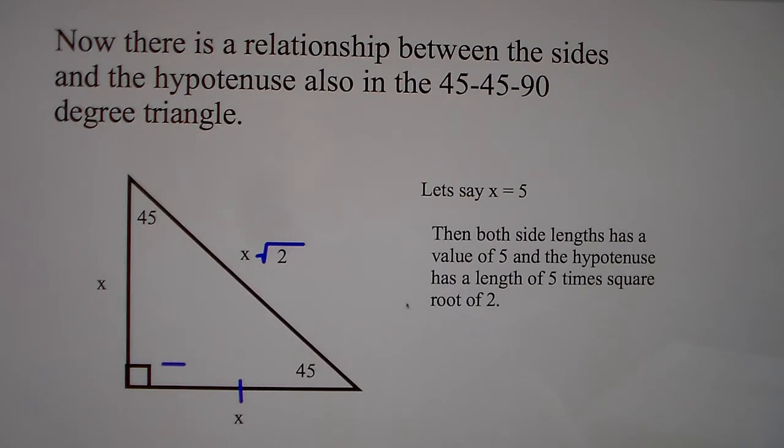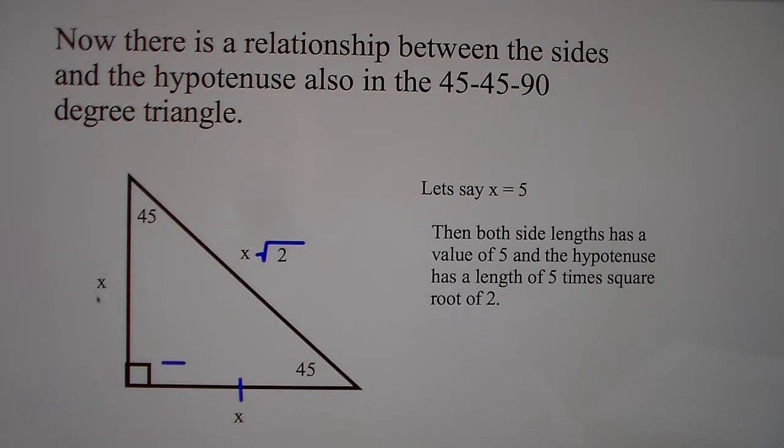So let's say the side length on the bottom here was 5, or even over here, it was 5. So the x value is 5. To find the hypotenuse, we just take our 5 and we multiply it by square root of 2. So our answer of the hypotenuse is 5 square root 2. That would be the length of the hypotenuse. So you just multiply the side times square root of 2 to find the hypotenuse.